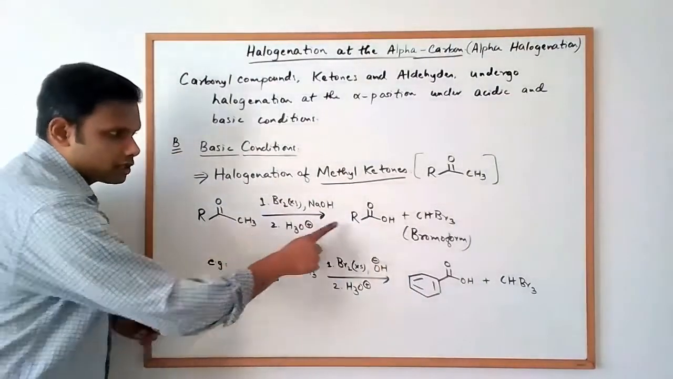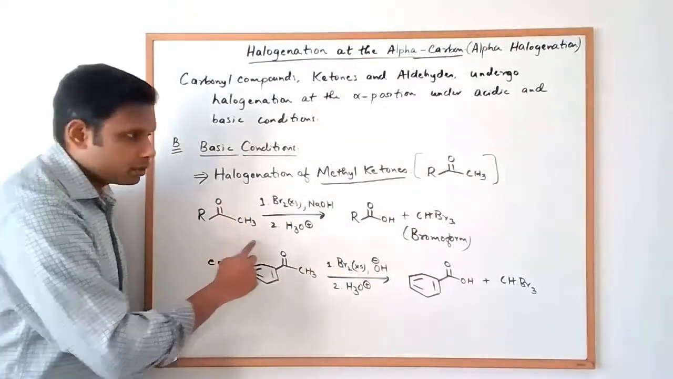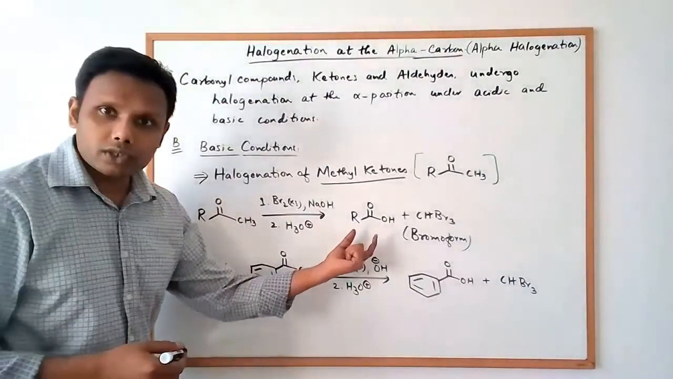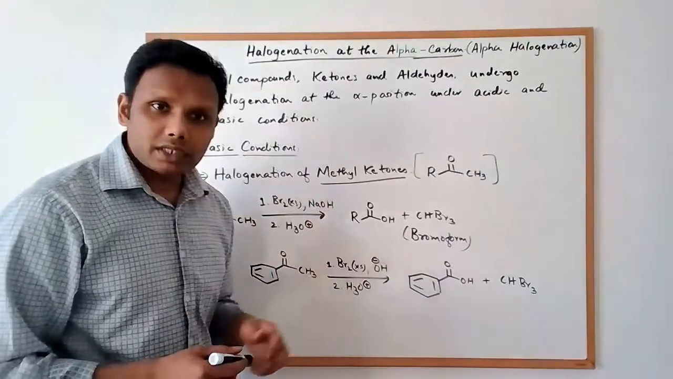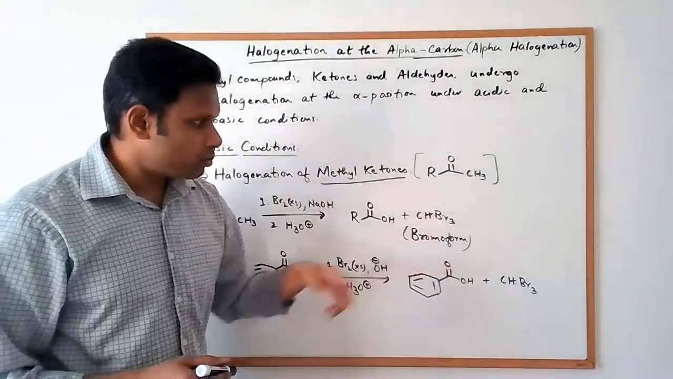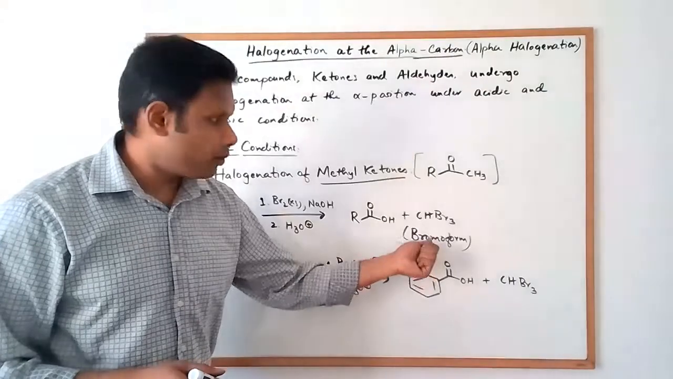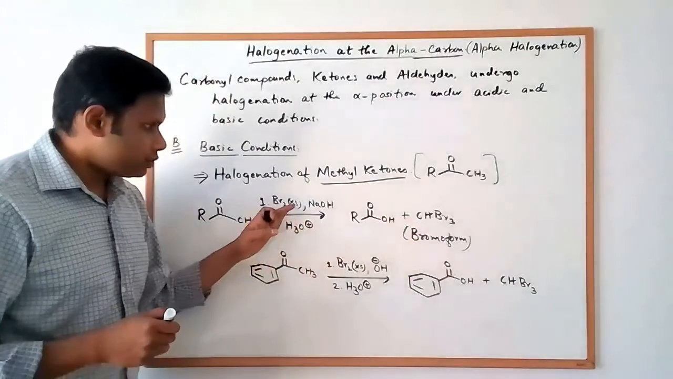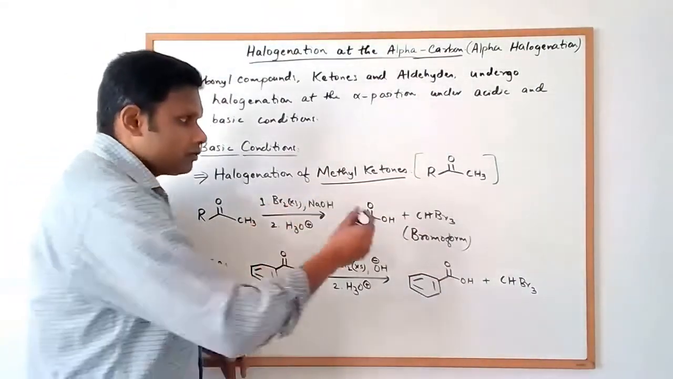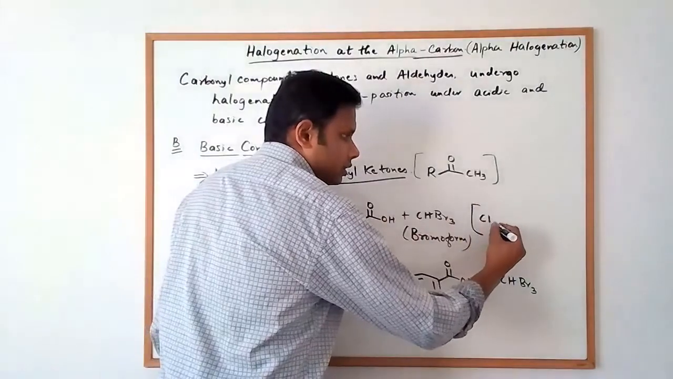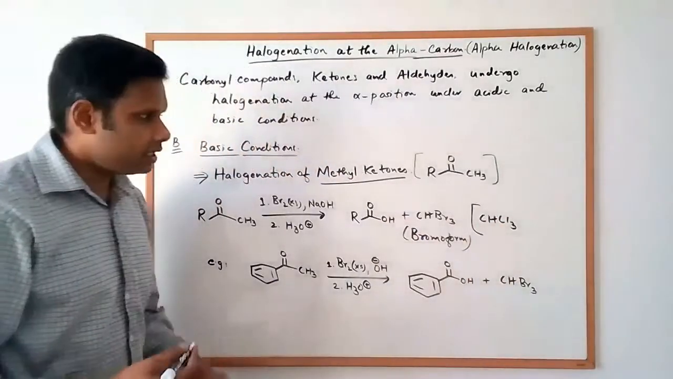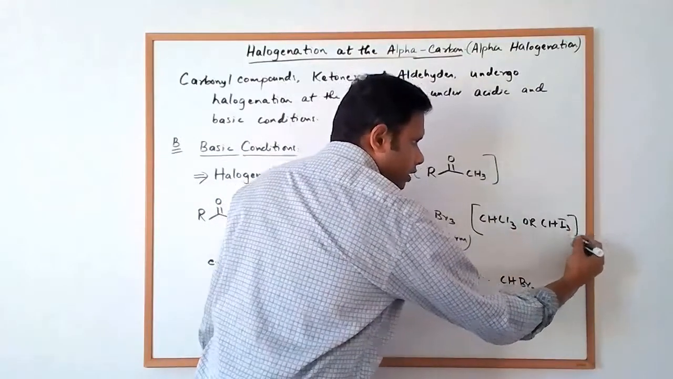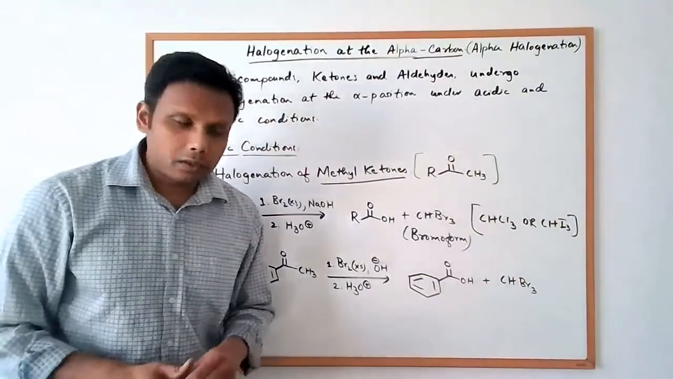So essentially, if you look at it, you're losing this methyl group. That becomes the hydroxyl group there. So you replace this methyl group with a hydroxyl group, and your product is a carboxylic acid. And along with that, you make this molecule, which is bromoform, CHBr3. Now, it is bromoform if you're doing a bromination. If you do a chlorination, then it will be chloroform, CHCl3 instead. Or it could be iodoform if you do an iodination instead.